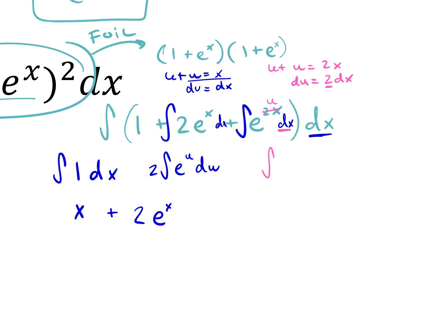Kind of ran out of space here. But if I put a 2 in here, what else do I have to put? 1/2 on the outside. So I have 1/2 e to the power of u du now. So when we take our integral of this, I have plus 1/2 e to the power of u, which u would just be 2x that we have here.